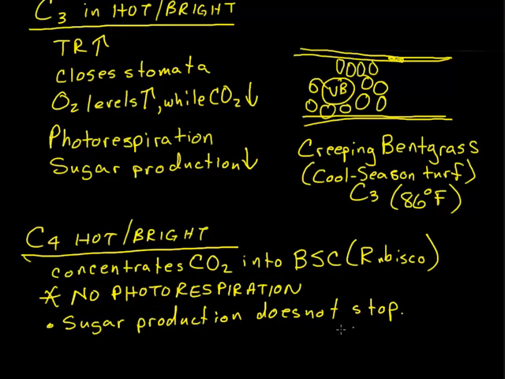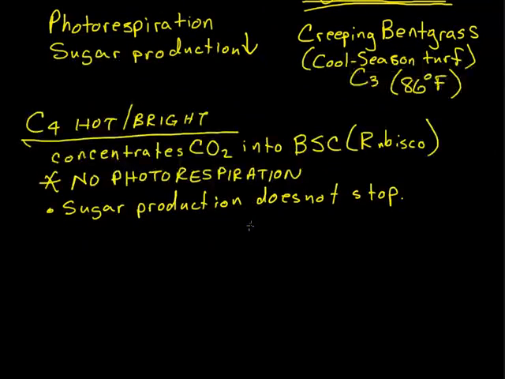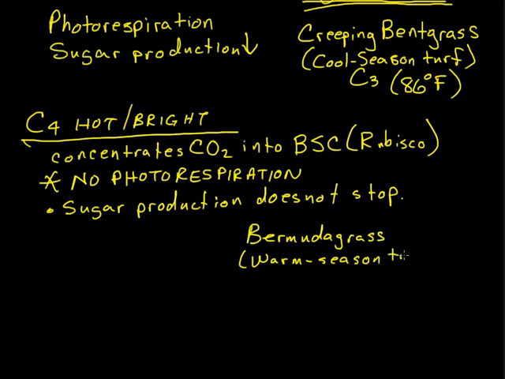So, keeping with our turf grass examples here, creeping bentgrass is a cool season turf. What's an example of a C4 plant? Well, sticking with turf, Bermuda grass is a C4 plant. Bermuda grass is known as a warm season turf. And Bermuda grass keeps right on making sugars with very little problems as long as it has a steady supply of water, to temperatures up to the neighborhood of 140 degrees or so. It keeps right on making sugars.